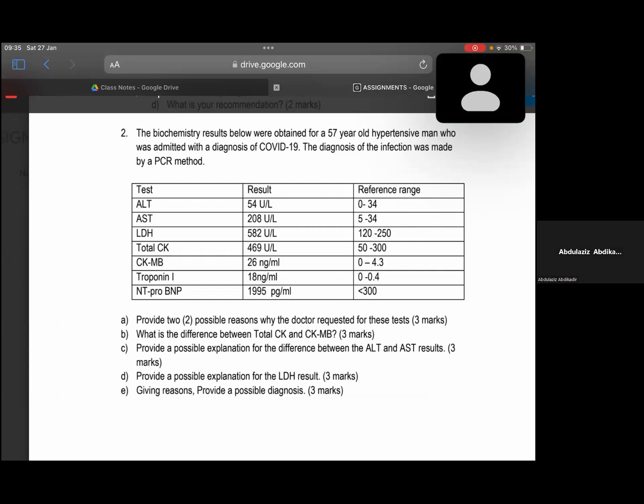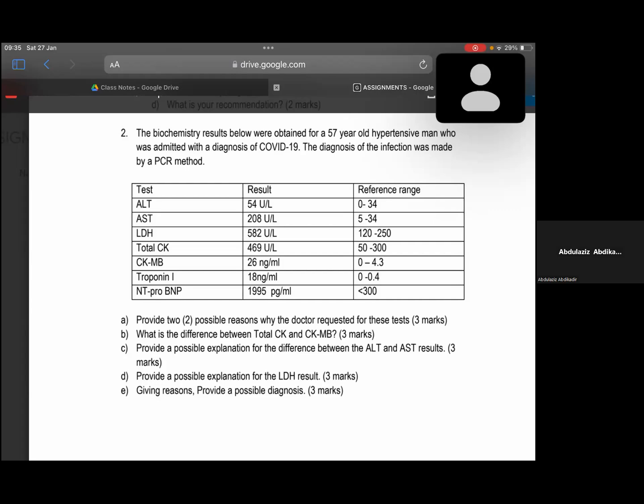Okay, so that is for that. So you can talk of signs and symptoms of MI, signs and symptoms of HF. You can also talk, maybe the patient had suggestive ECG findings that push the doctor to do the biomarkers, the pathologic Q waves, the ST elevation.